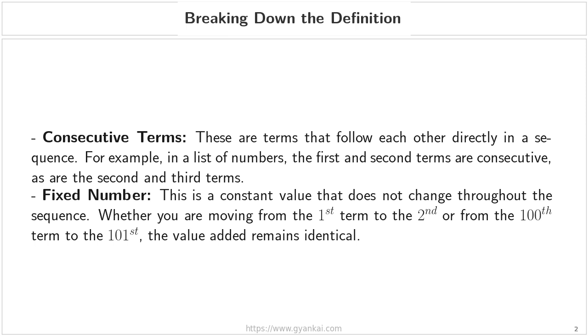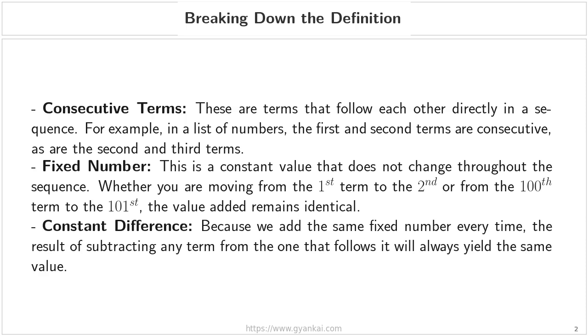Next, we have the fixed number. This is the heart of the progression. This value is a constant, meaning it stays exactly the same throughout the entire sequence. It doesn't matter if you are moving from the first term to the second, or if you are way down the line moving from the 100th term to the 101st term, the value you add remains identical every single time.